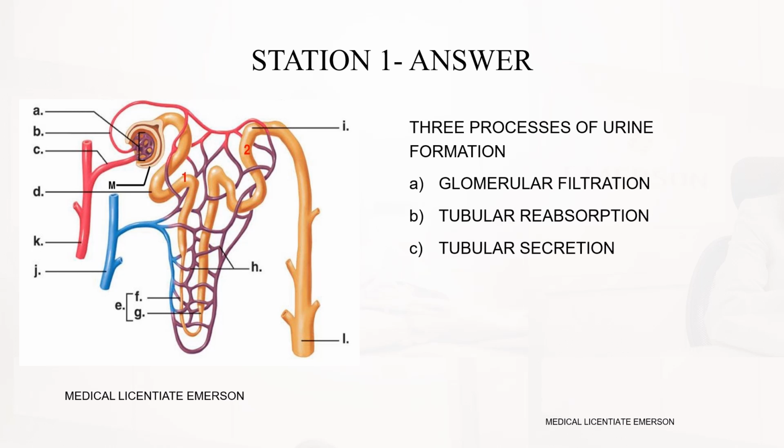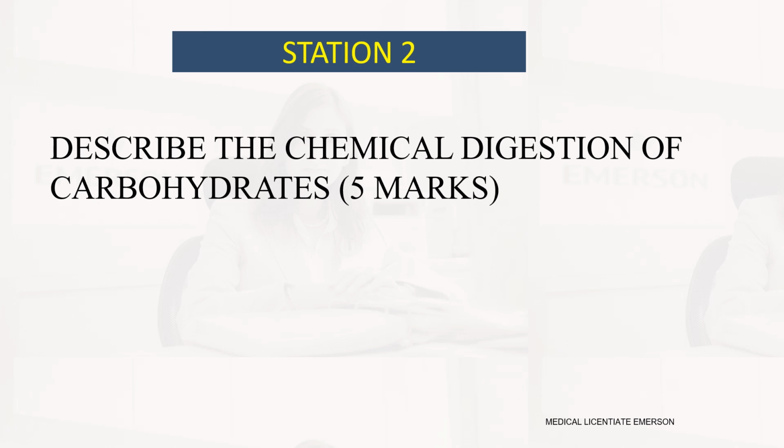So that's the three processes of urine formation. Then after the tubular secretion, whatever is going to remain will go into the collecting duct, and that will be your urine. Okay, hope at least you have heard something about this. Okay, next station. Next station, describe the chemical digestion of carbohydrates.